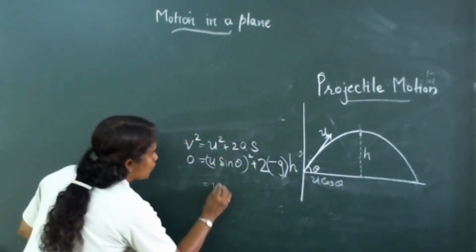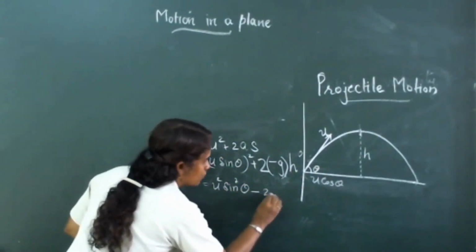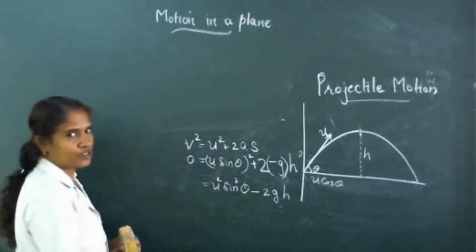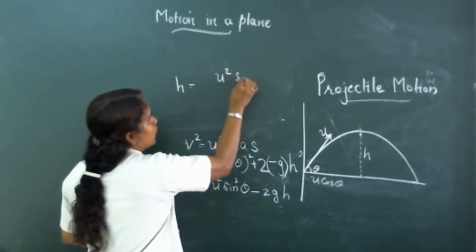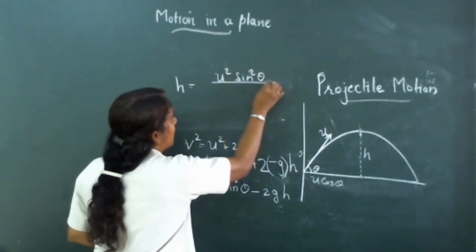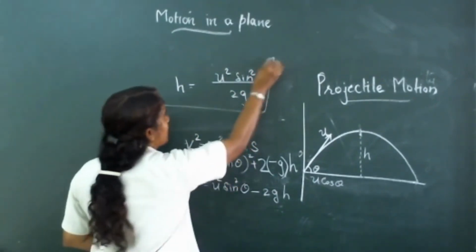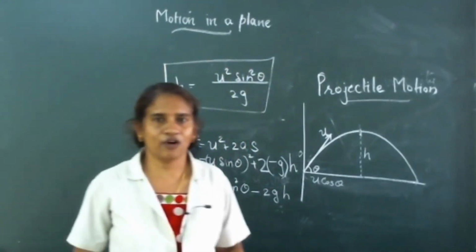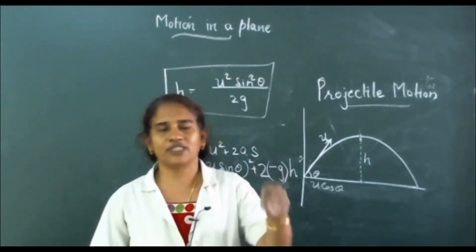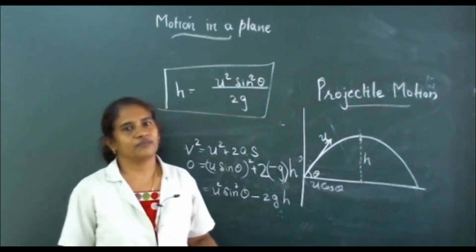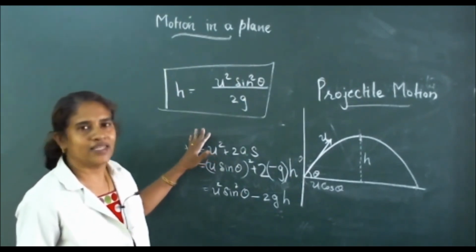Calculate it. 0 equals u square sin square theta minus 2gh. No substitution is needed here. Therefore, h we can calculate as u square sin square theta by 2g, taking g to this side. Very easily we got it. Those who want to try the other way can try it, but t should be substituted as the time of ascent. So this is the easy step. H max can be calculated like this.